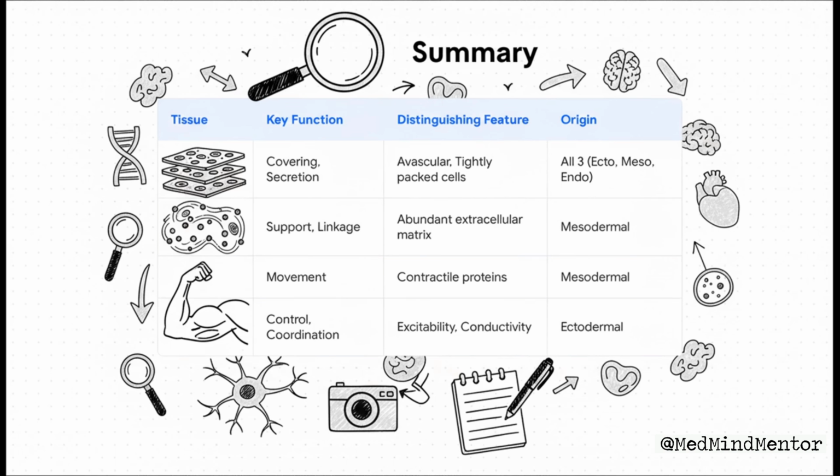And here's a cool connection for you. Notice nervous tissue comes from the ectoderm. That makes total sense because the ectoderm is the outermost embryonic layer, and it's what develops into both our skin and our entire nervous system.